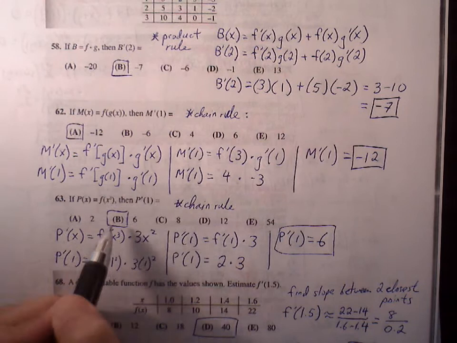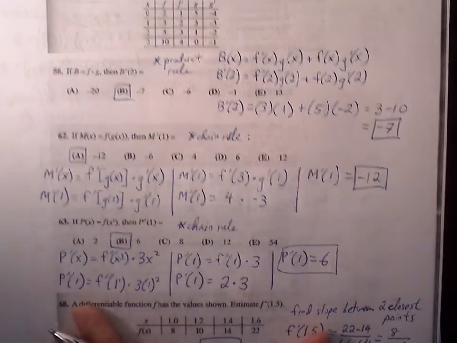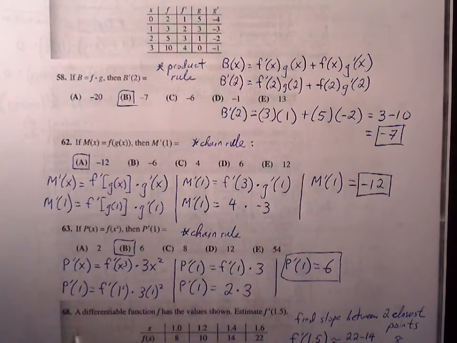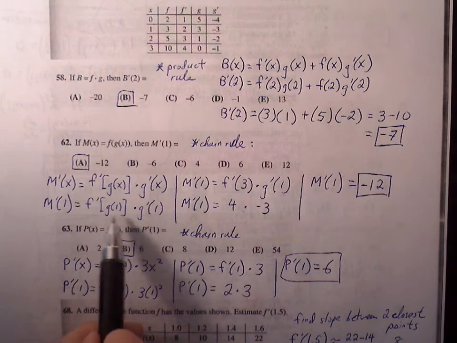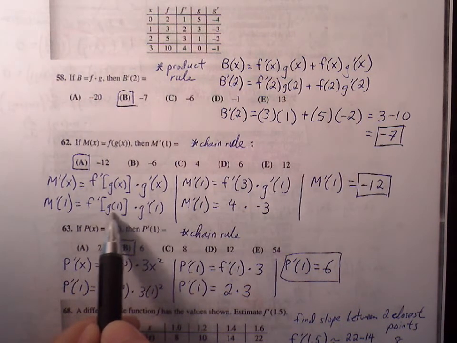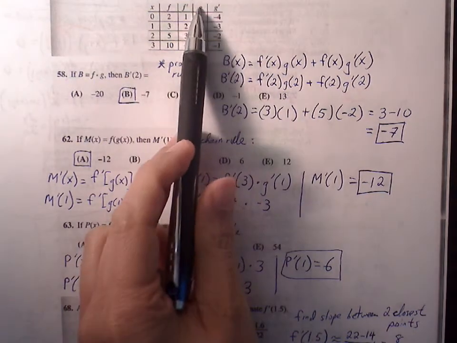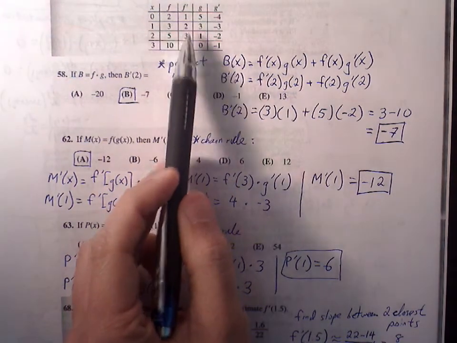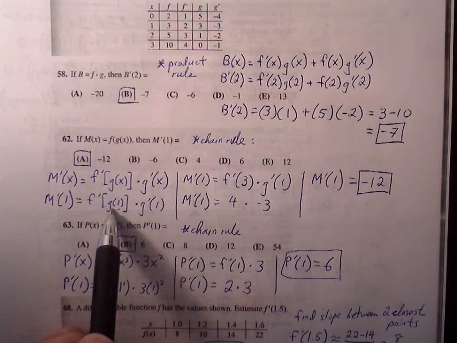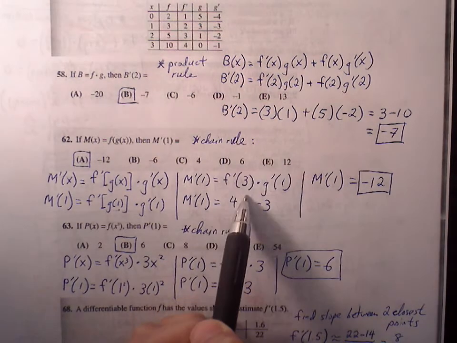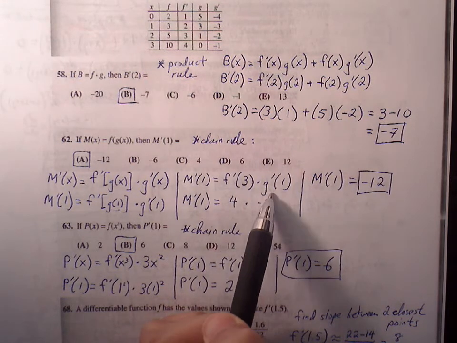And now we're going to use our table to help us convert these eventually to a numeric answer. So first thing, I'm going to work from the inside out. g of 1 is asking for the y value of the g graph when x equals 1. So g of 1 is 3. I'm going to replace g of 1 with 3. So instead of f prime of g of 1, it's now f prime of 3 times g prime of 1.